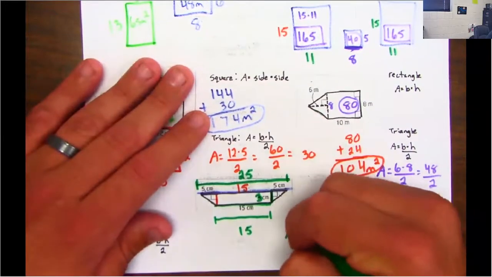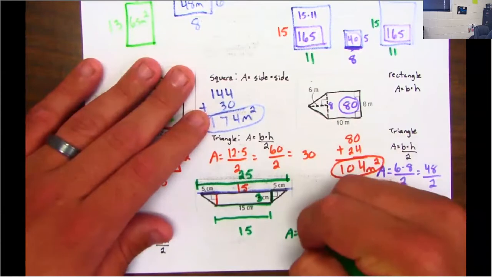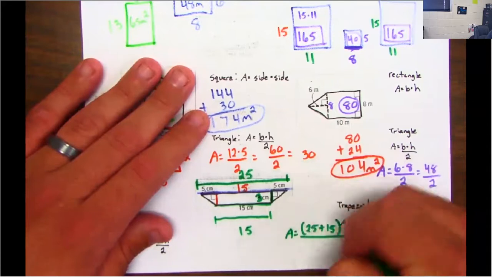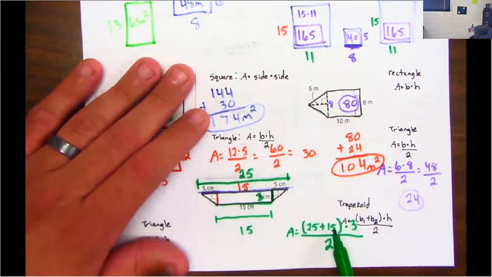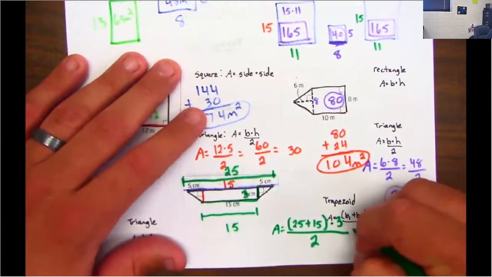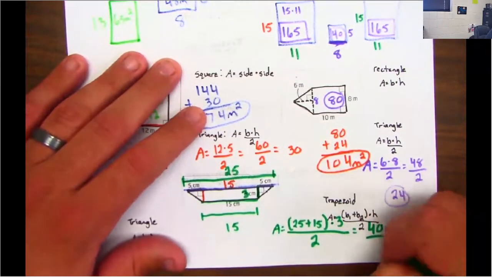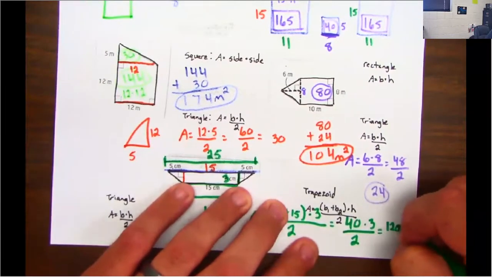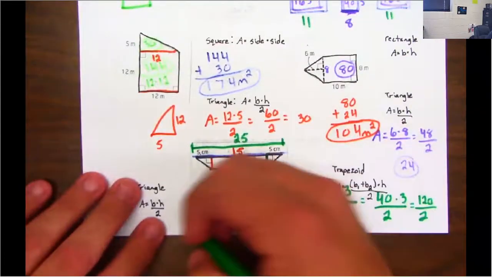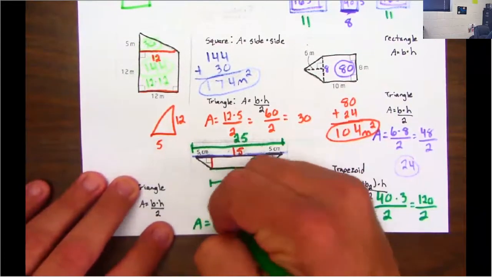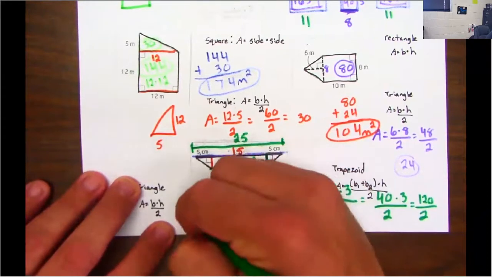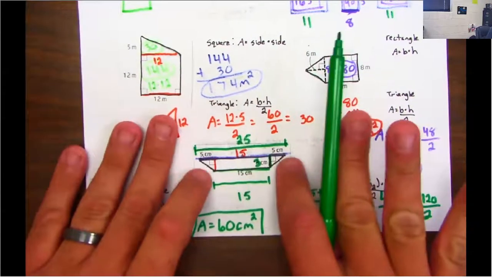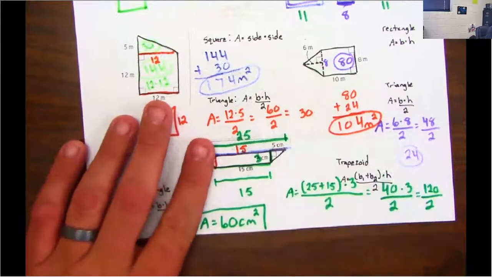So here we go. Base 1 is 25 plus base 2 is 15 times my height of 3 divided by 2. Well, 25 plus 15 is 40. And then we have 40 times 3 divided by 2. Well, guys, 40 times 3 is 120. Divide that by 2 and you get an area of 60 centimeters squared. Now, some of you are wondering, would you get the same answer if you did the rectangle and the 2 triangles? Well, let's check it out.